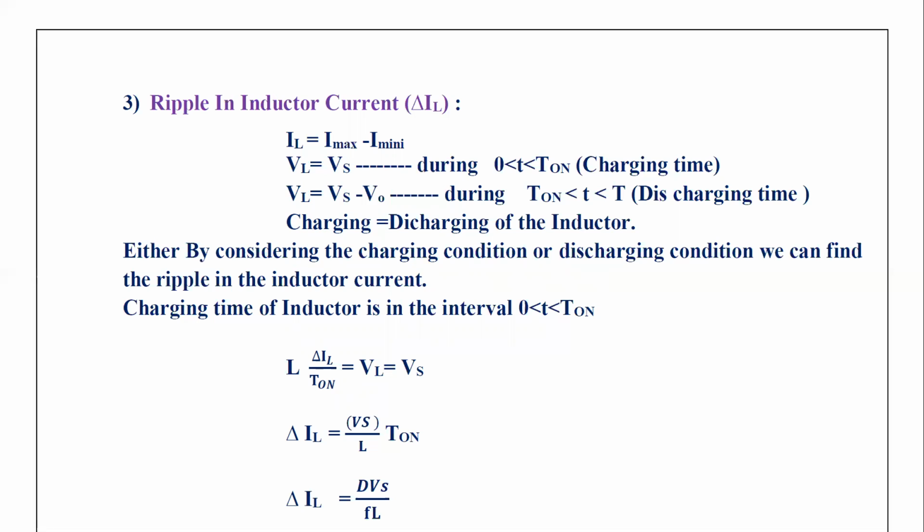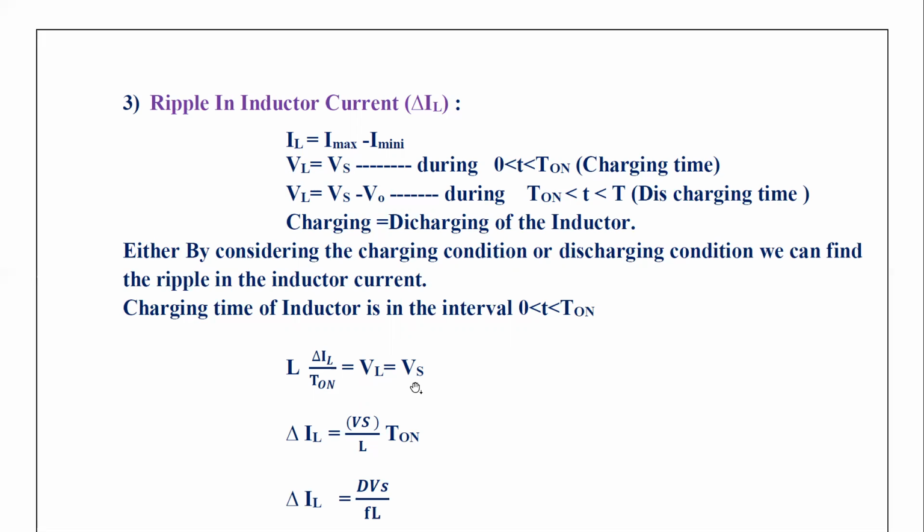So delta IL can be calculated by considering either charging of the inductor or discharging of the inductor. As we did for the buck converter, I am taking the charging time of the inductor during turn on time, during the interval 0 to T on. V is equal to L into di by dt. So VL is nothing but the source voltage here, because I am taking turn on time, the charging time.